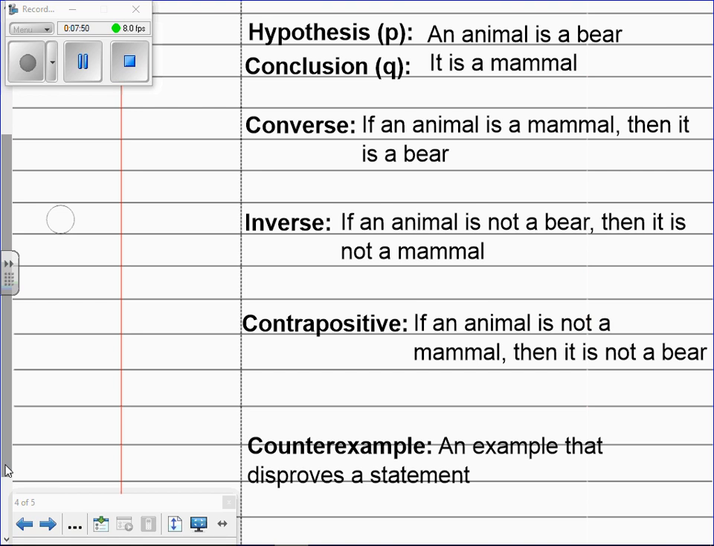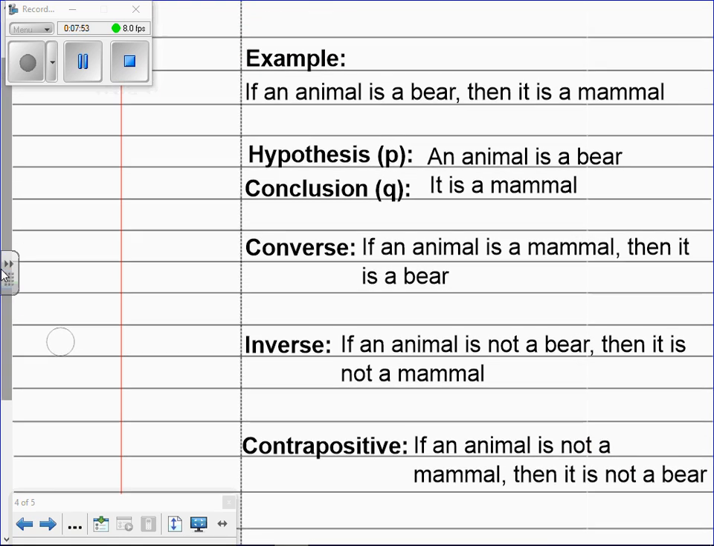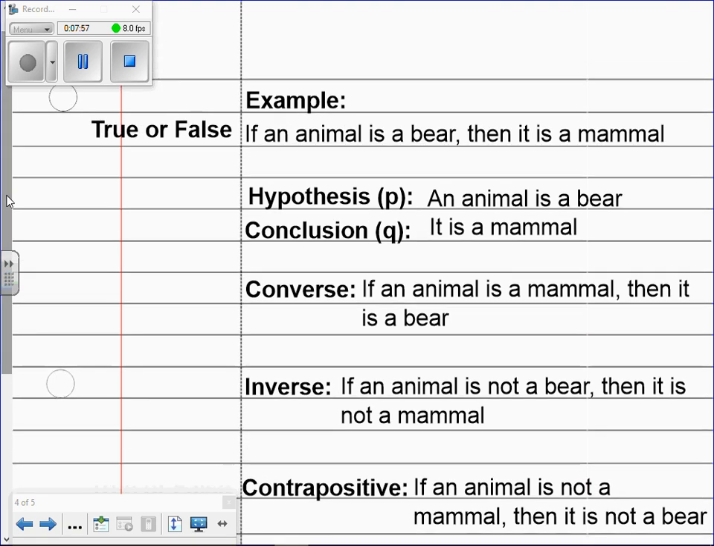Okay? So we're just going to go up. First, we're going to look at our conditional, and we're going to determine if that's a true or false statement. So our conditional was, if an animal is a bear, then it is a mammal. Okay? So the first part, we're always going to assume is true. So if an animal is a bear, it is always a mammal. There is no example of a bear that is not a mammal. So that would make this a true statement. Okay? So if it's true, you cannot find a counterexample.